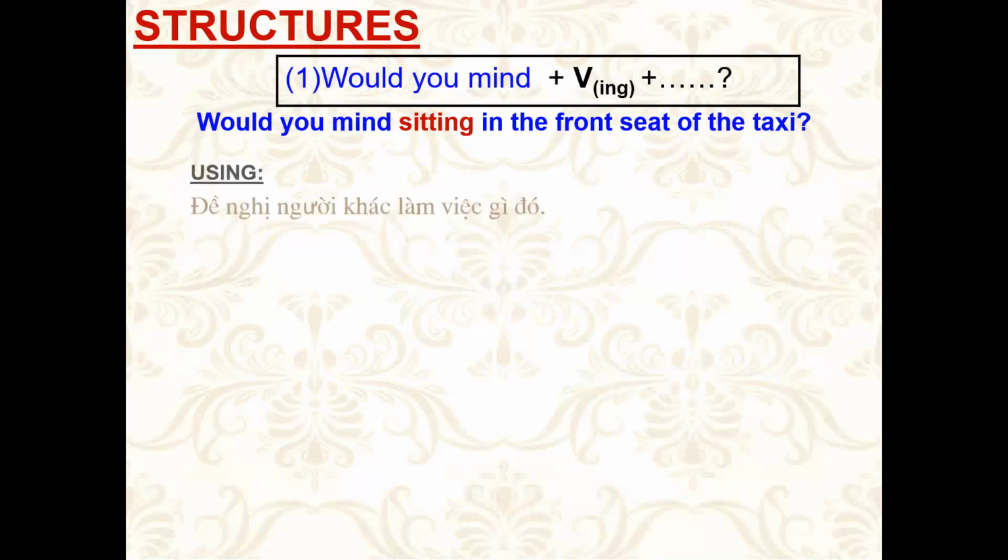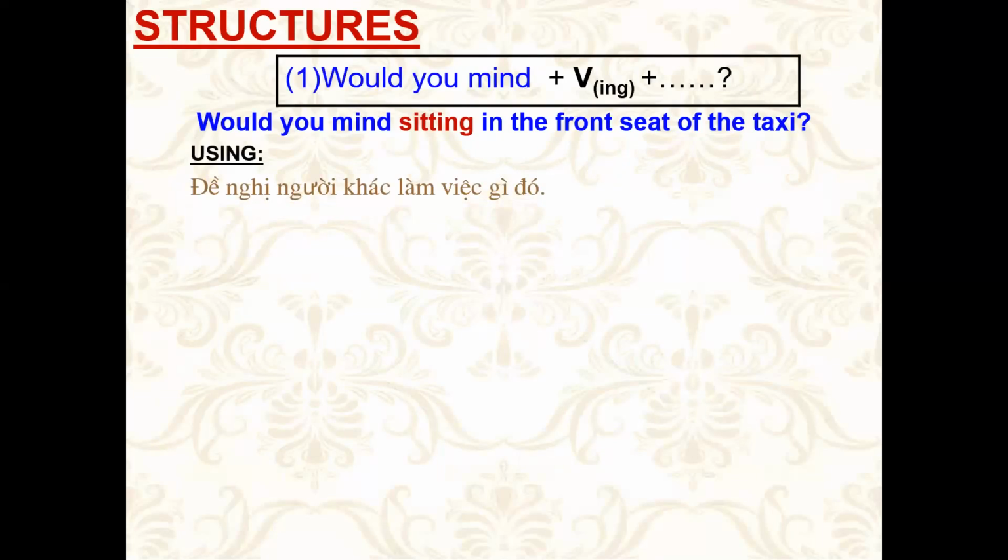Cấu trúc này chúng ta dùng để đề nghị người khác làm một việc gì đó. Và khi dịch ra tiếng Việt, nó sẽ được dịch là bạn vui lòng ... được không? Và sau đây sẽ di chuyển đến phần cấu trúc thứ hai.